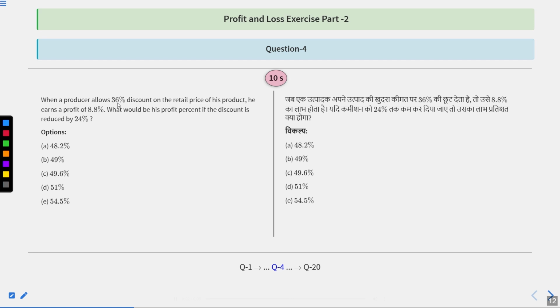When a producer allows 36% discount on the retail price of his product, he earns a profit of 8.8%. What would be his profit percent if the discount is reduced to 24%? You have 5 options and 10 seconds to analyze the question. Your time starts now. Now time's up. Let's see the solution.